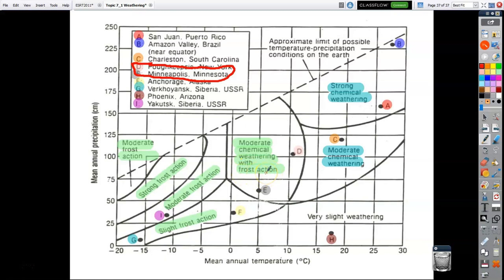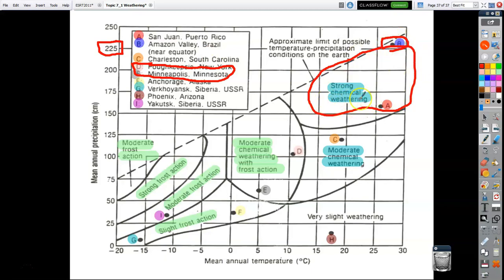If you take a place like, we'll go way up here, letter B. All right, letter B is the Amazon rainforest, which you can see their average temperature is in the upper 20s Celsius. So you're talking, their average temp's probably in the 80s and 90s, right? It's always hot, and look how much moisture they get. They get more than double what we would get. They get 225 centimeters of rain. So it's hot and it's wet, and you can see where that puts them. Also letter A, San Juan, Puerto Rico, right? Your Caribbean islands, strong chemical weathering.